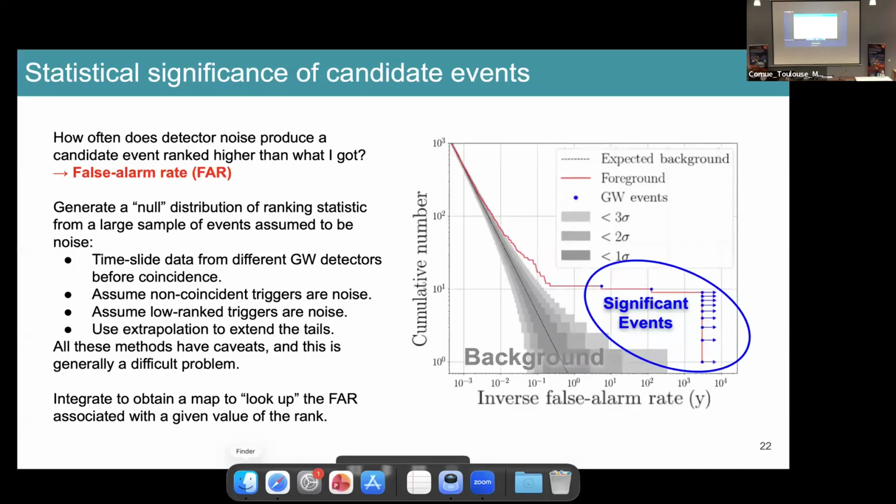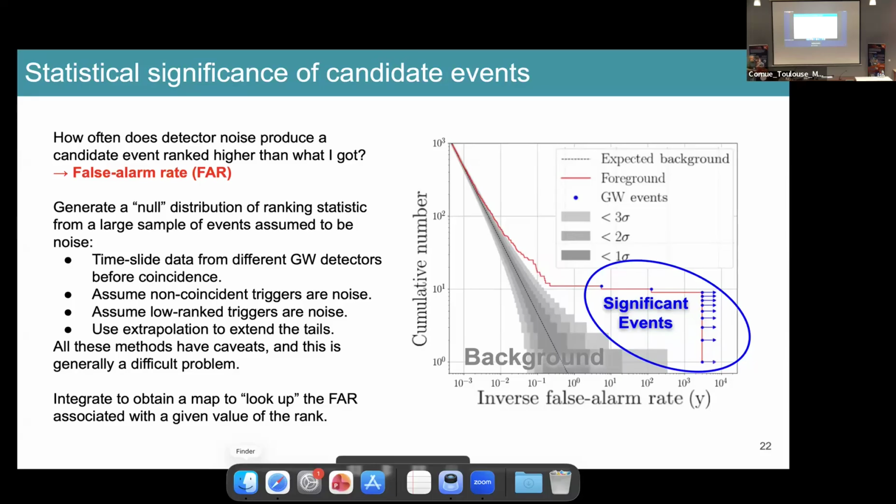But this is almost the end, but not quite. This ranking statistic is a quantity that is difficult to interpret. So we don't know if we have a ranking statistic of 20, is that a signal or is that noise? And we would like to sort of calibrate this quantity in a way that is easier to understand. And we do this in two ways. One is by calculating what we call the false alarm rate. So basically, this quantity answers the following question. How often does detector noise produce a candidate event ranked higher than the event that we are thinking about? To answer this, we need to generate a null distribution of the ranking statistic.